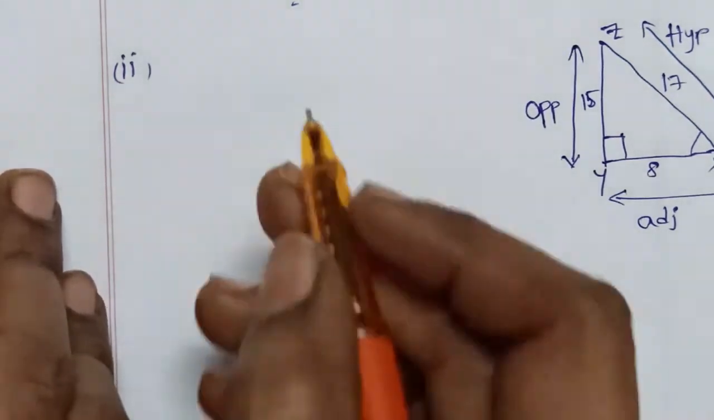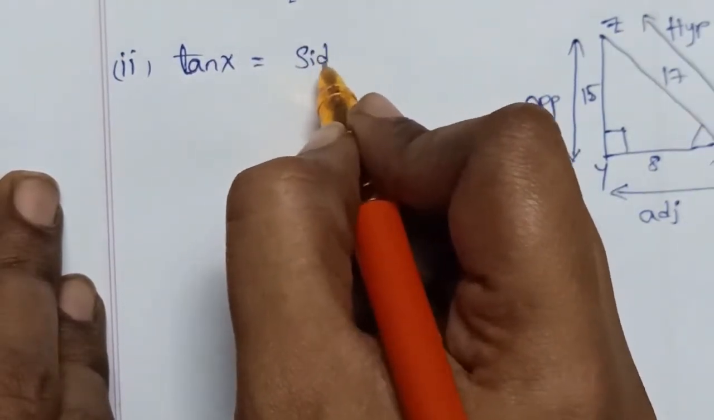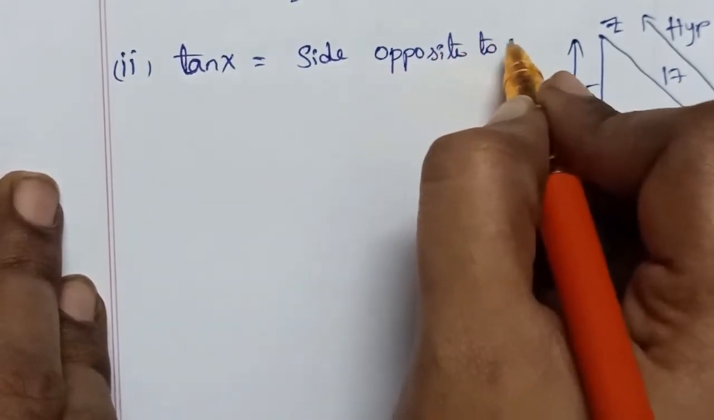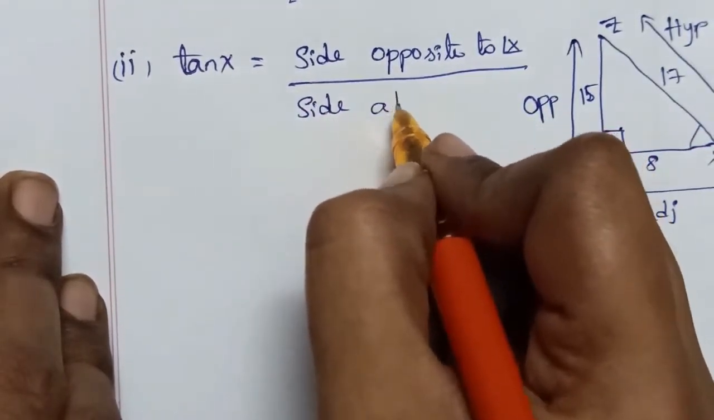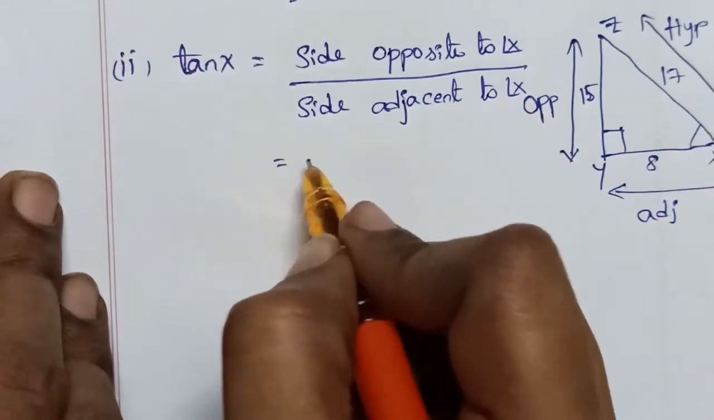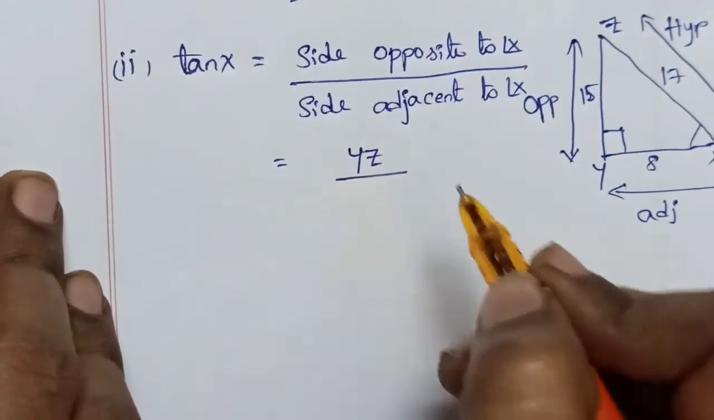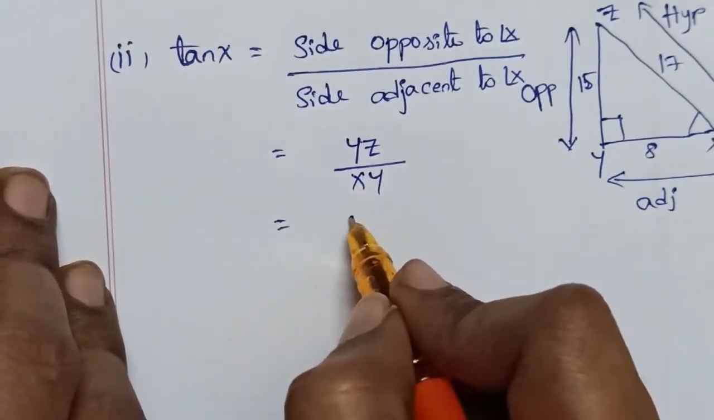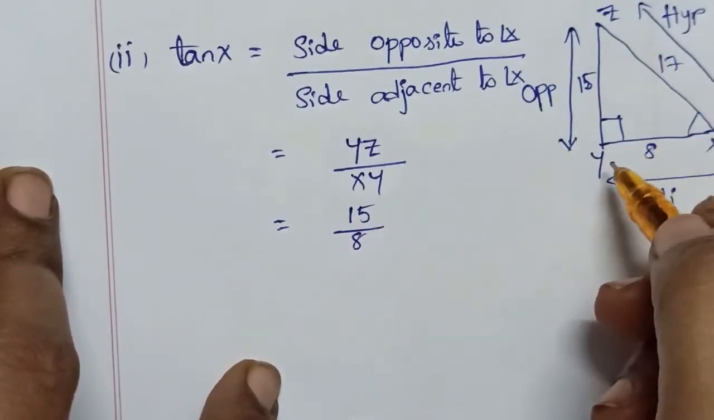Now we find the value of tan x. Tan x is equal to side opposite to angle x by side adjacent to angle x, that is equal to YZ by XY, that is equal to 15 by 8. YZ length is 15 and XY length is 8.